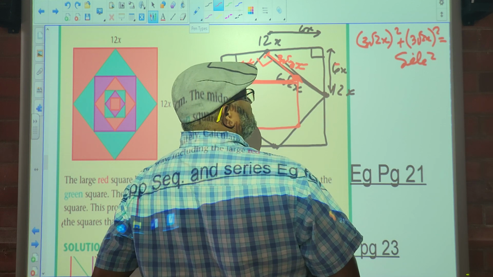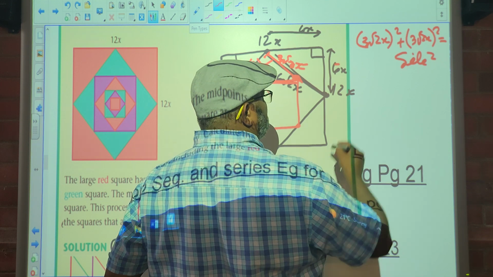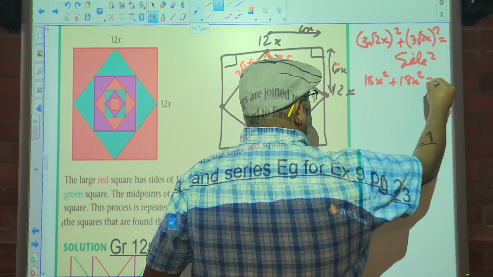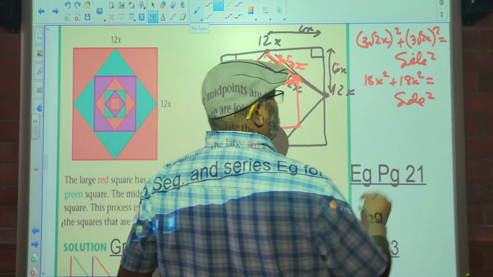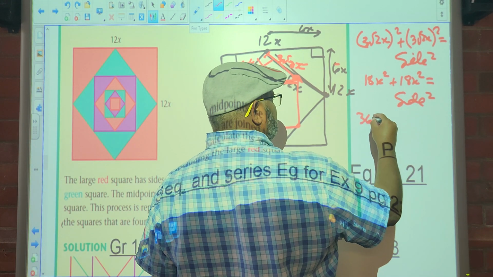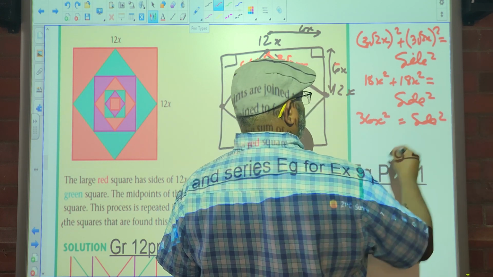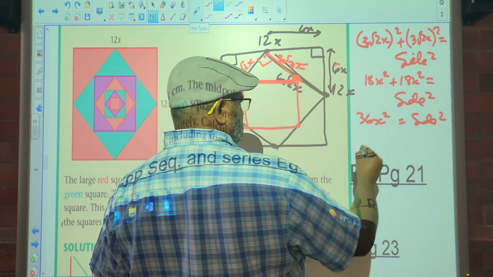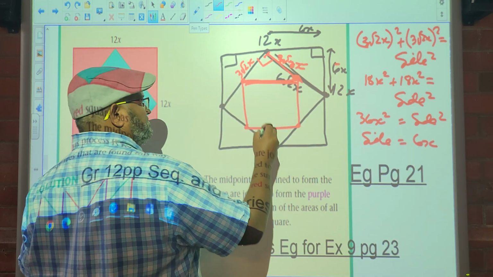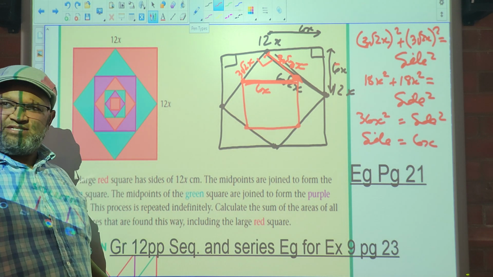So 3 root 2 squared, 9 times 2 is 18. 18x squared plus 18x squared is equal to your side squared. What is 18 plus 18? So that will be 36x squared is equal to side squared. So the length of those sides are 6x. So I take the square root into account, and so on and so on. You guys understand?